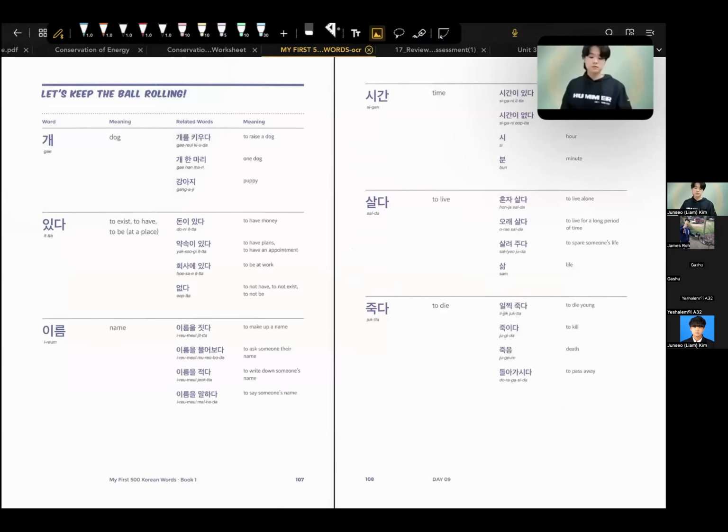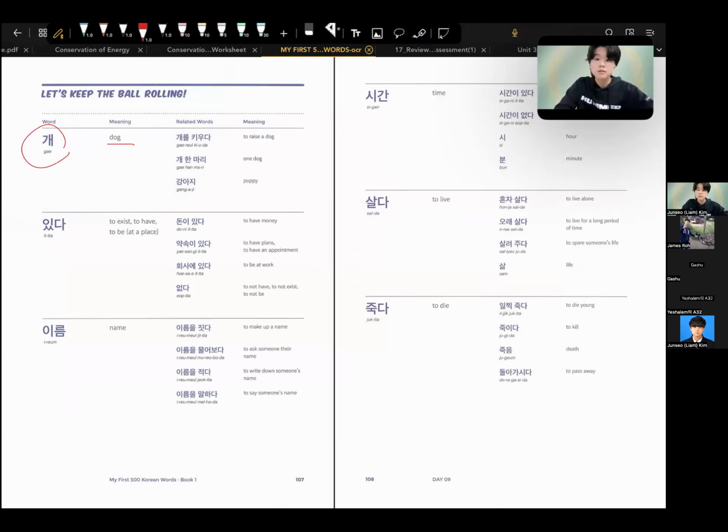So today's lecture, we're going to learn some new words. And the first word that we're going to learn together is 개. Can you follow after me? 개. Okay, good. Nice. And 개 means dog. Dog, right? 개 means dog.